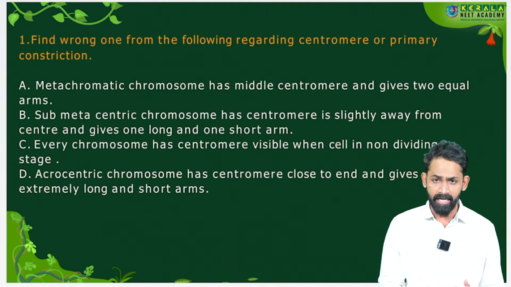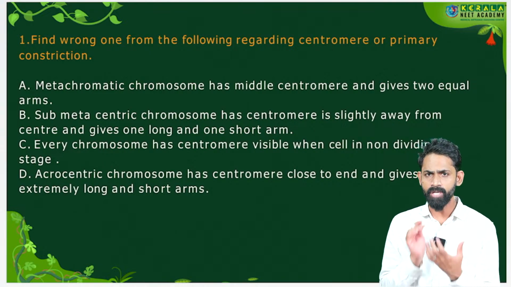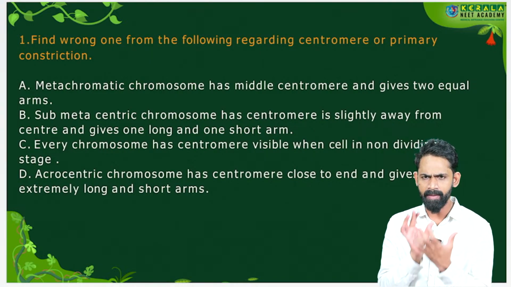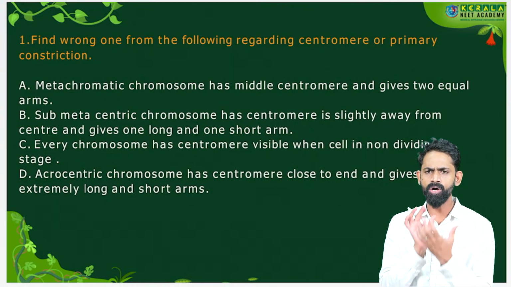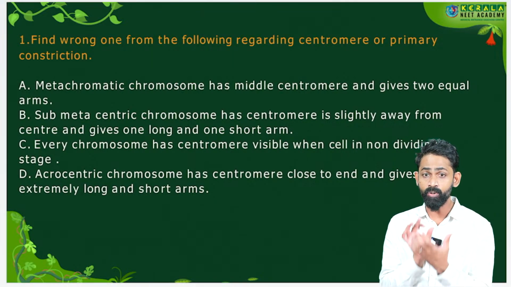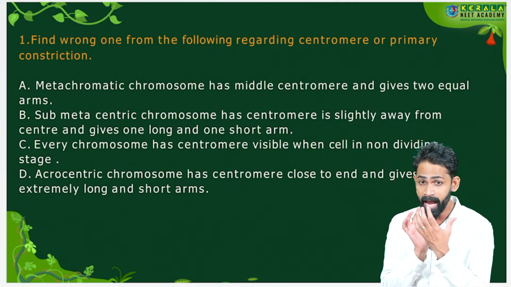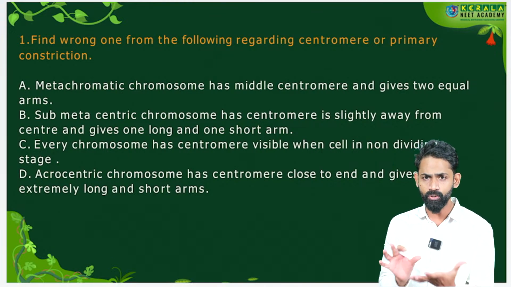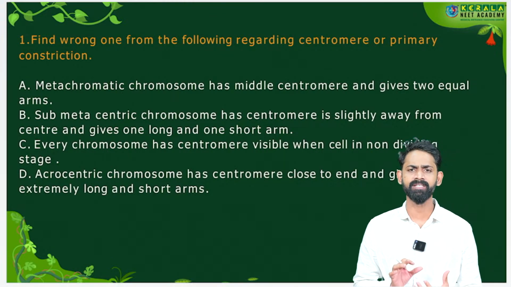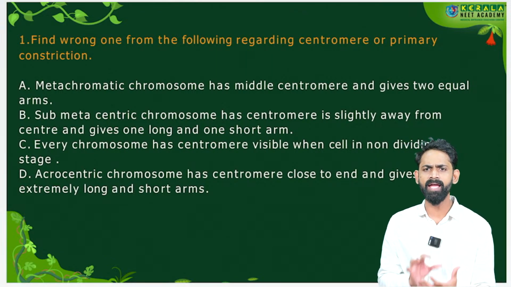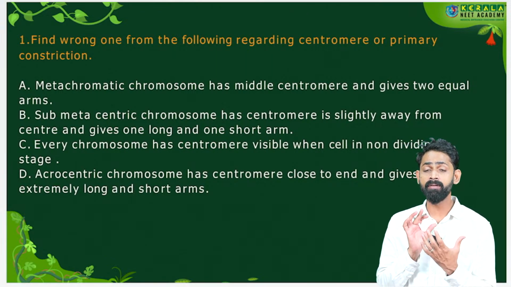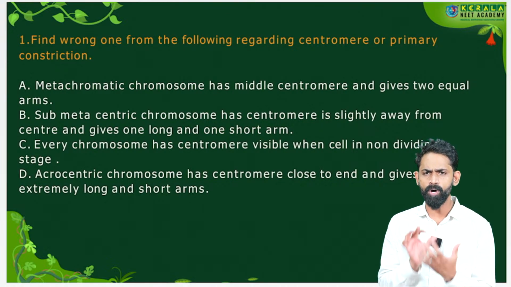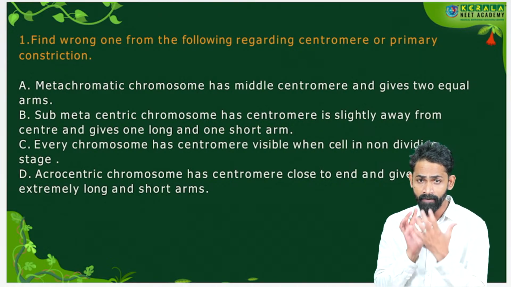The next one is related to the centromere. The centromere is also called the primary constriction. The centromere is where 2 sister chromatids are attached. So that is why you should not confuse between these two. Now I am going to the question discussion. In this question, there is a classification of the chromosomes based on the position of the centromere.